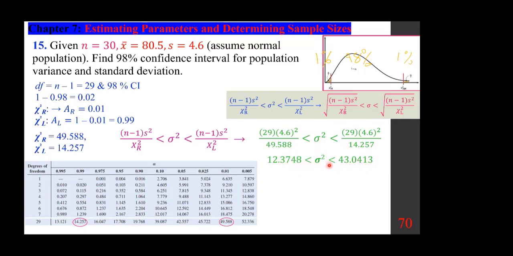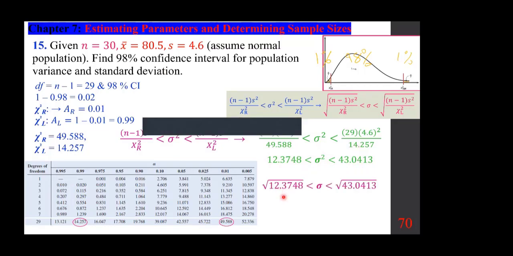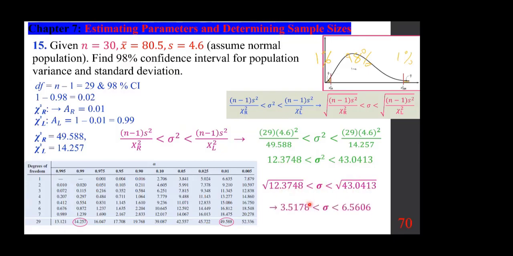For sigma, you don't have to do much, just take a root. So we are 98% confident the true value of variance is between 12.3748 and 43.0413. We are going to take a root of both sides. Sigma between 3.5178 and 6.5606. Therefore, we are 98% confident the true population standard deviation is somewhere between 3.5178 and 6.5606.